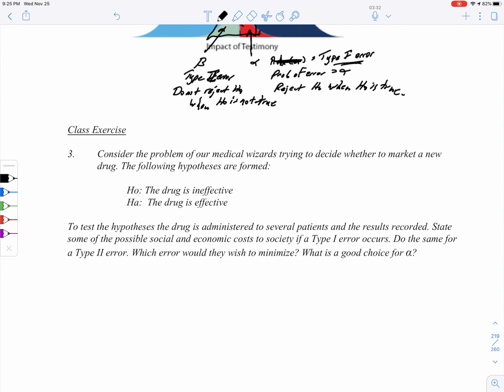Let me give you an example here. Consider the problem of our medical wizards trying to decide whether to market a new drug. This is actually a problem that I've had in my manual for years and years and years. But as I'm recording this, we're right in the middle of a COVID pandemic. And so we're taking a look now at some possible vaccines out there.